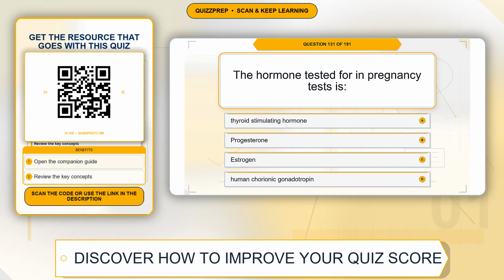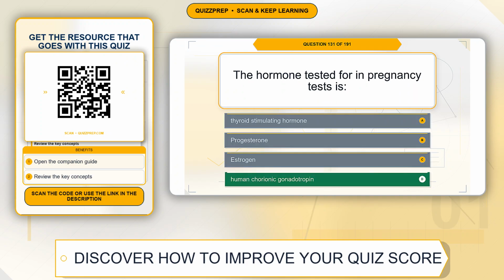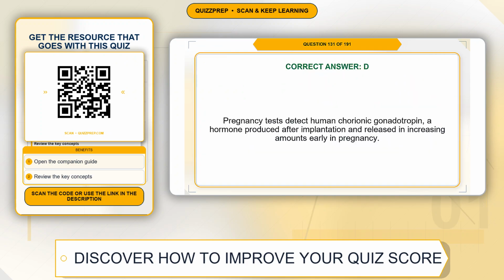Question 131. The hormone tested for in pregnancy tests is: option A, thyroid-stimulating hormone. Option B, progesterone. Option C, estrogen. Option D, human chorionic gonadotropin. The correct answer is option D, human chorionic gonadotropin. Explanation. Pregnancy tests detect human chorionic gonadotropin, a hormone produced after implantation and released in increasing amounts early in pregnancy.